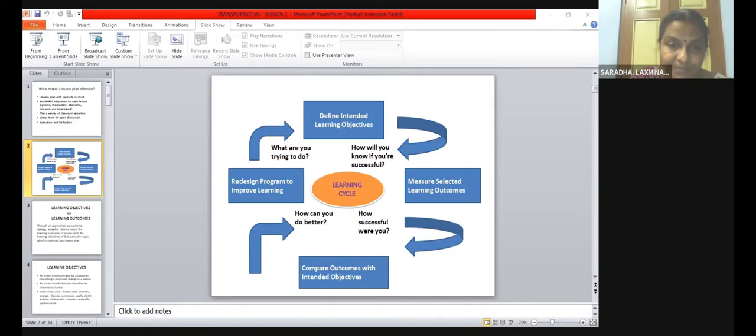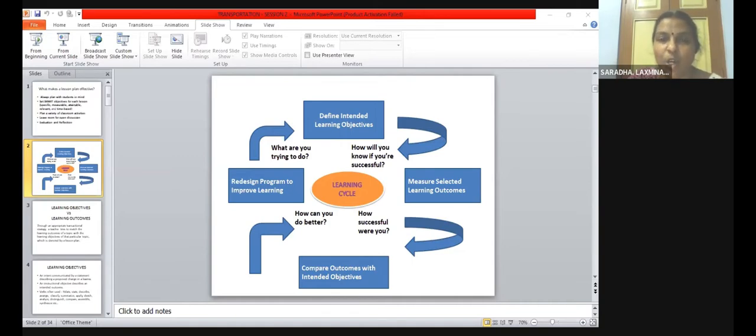The next one. Since we are going along with the transaction, I thought I will also share some of this with you. Through an appropriate transactional strategy, a teacher is trying to match the learning outcomes of a topic with the objectives of that particular topic, which is denoted in the lesson plan. This is what is done by a lesson plan.